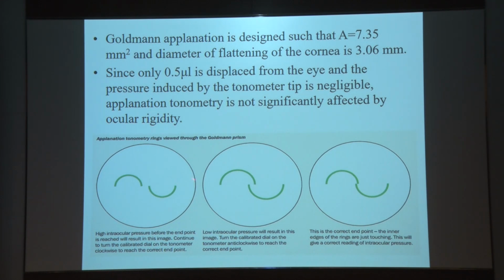If you stain the eye with fluorescein, and then when you applanate it, if the rings are in this fashion, that means the IOP is higher than what is being shown. So you need to move the drum clockwise. If this is how it is shown, then it is a lower IOP than what it is actually reading. So you need to go anti-clockwise. And if both the inner edges of the rings touch, then this is the actual IOP, which can be reproduced every time. That is why it is the gold standard.